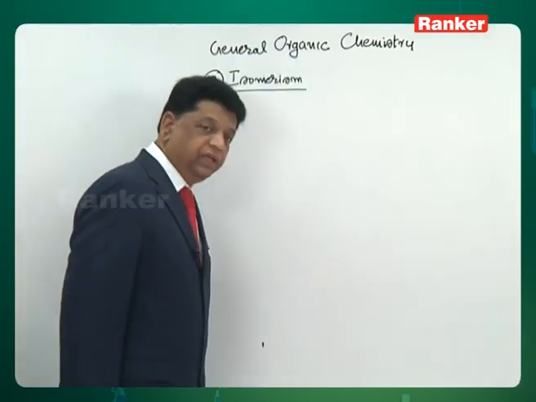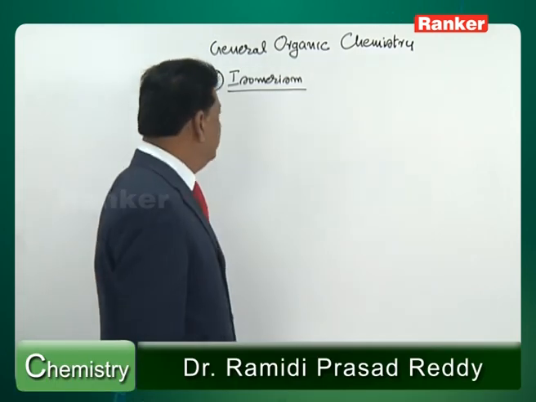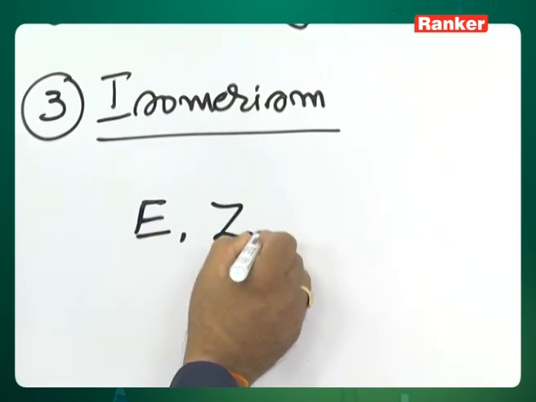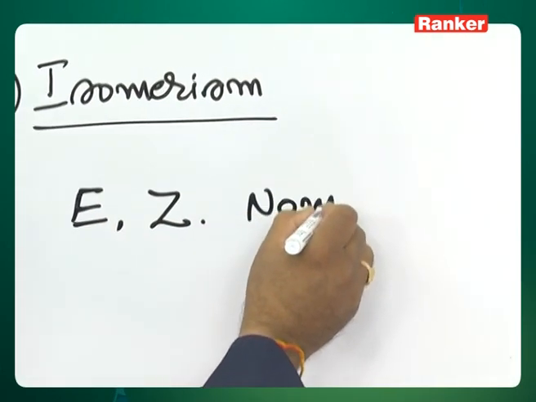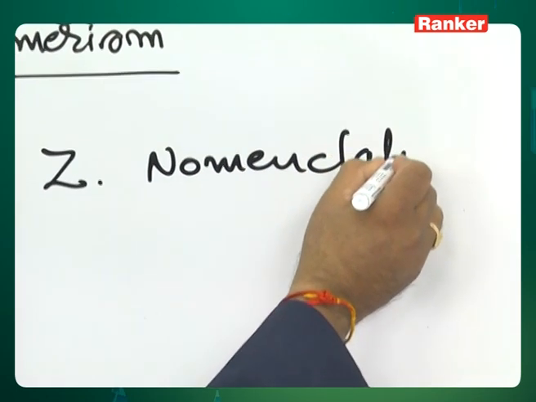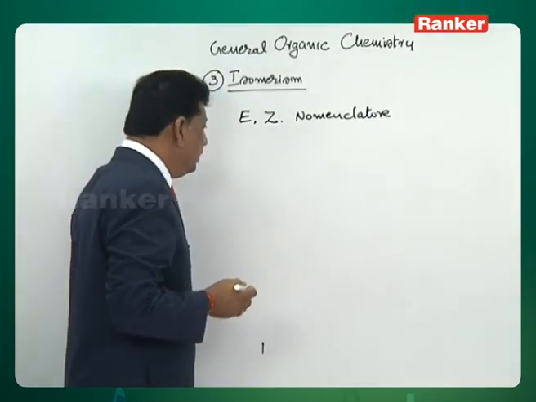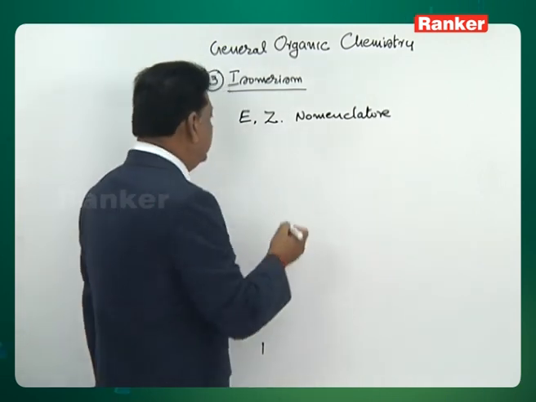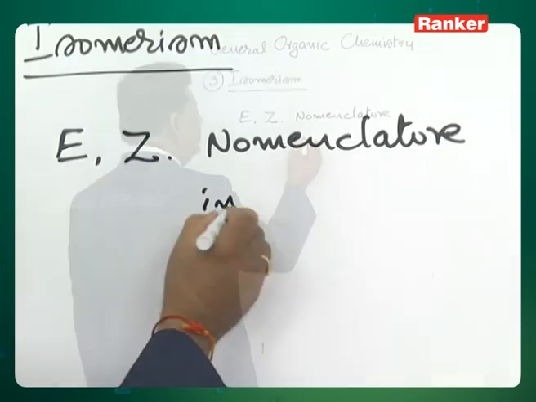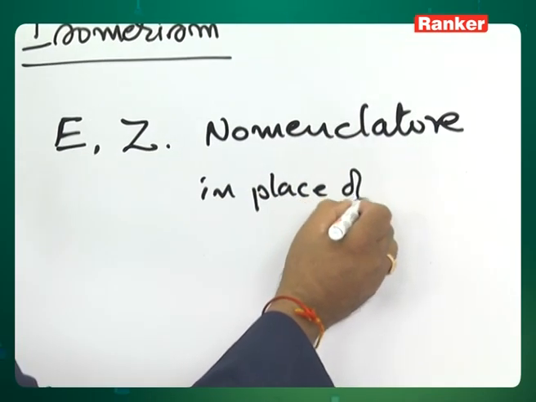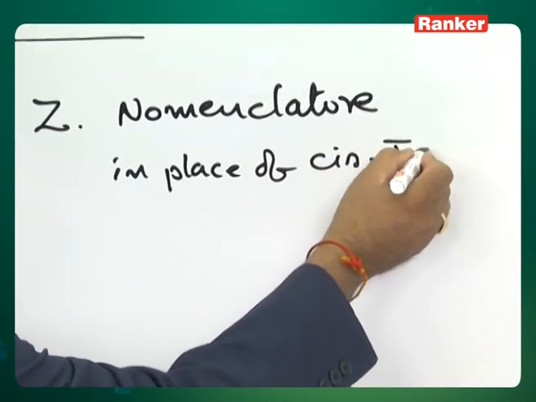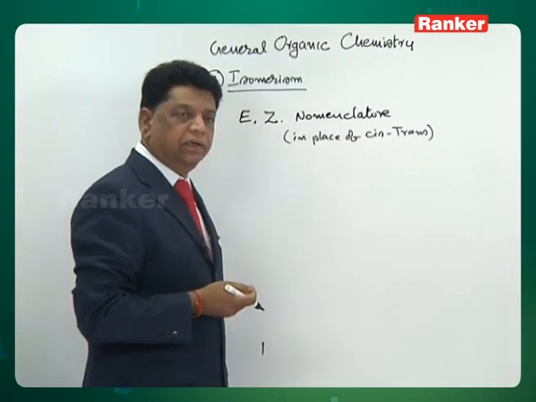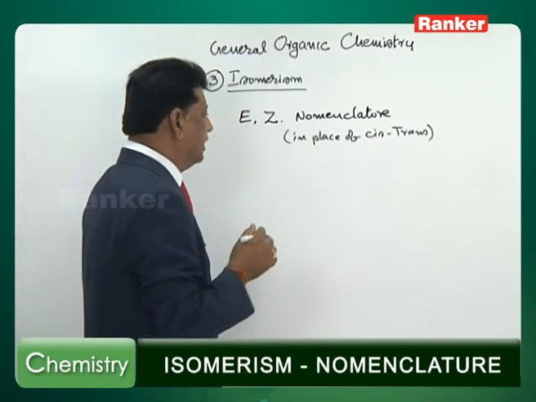So today in isomerism we take one or two topics, like E-Z nomenclature. This is in the alkenes, where we initially have cis-trans. So this is in place of cis-trans isomerism. Prior to the new method, we used to have the cis and the trans method.